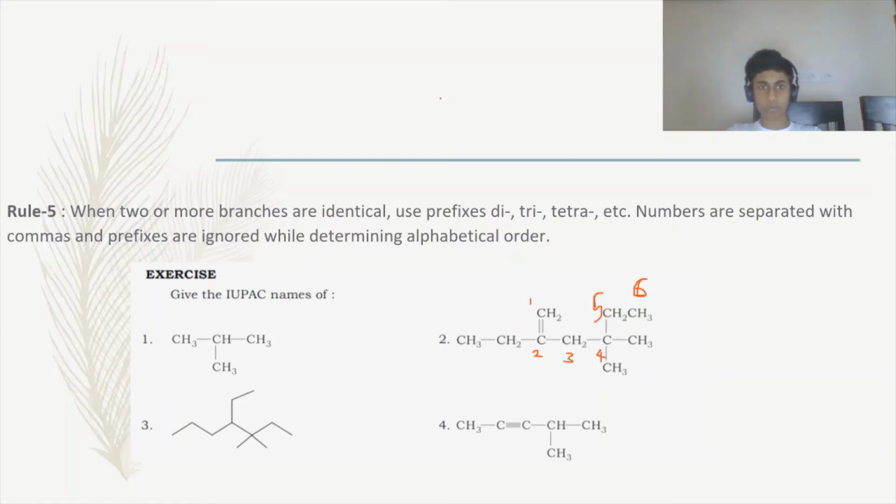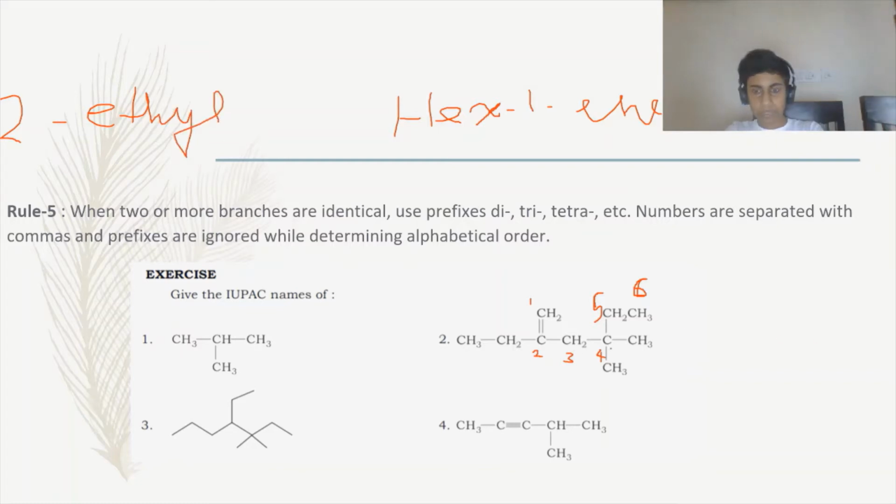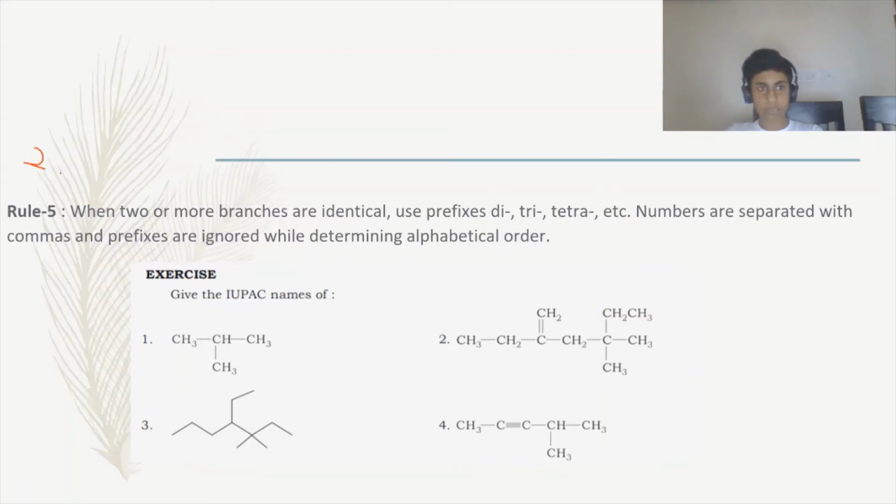So the word root would be hexane. Hex, it need not be ane, right? It will be ene. And if you want, we can just show the number as 1, but as per IUPAC nomenclature, we can even omit the 1. Hex-1-ene. And then we have ethyl here at place 2. So it will be 2-ethyl. And then at 4, we have two methyls, so we'll use this prefix di. So we would just write it like this.